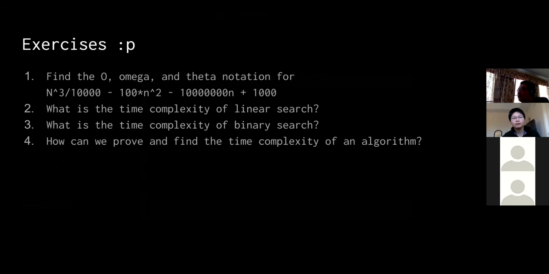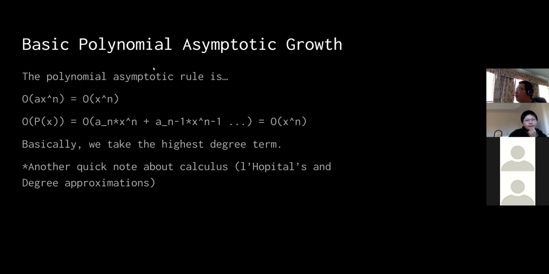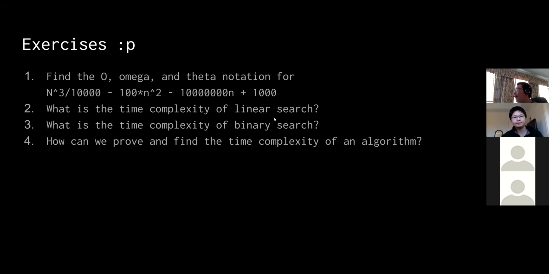And theta is basically n cubed over 10,000 because you keep the notation, because theta is a lower bound on upper bound. And then we talked about these two too, and then how can we prove and find time complexity? We talked about that, which is asymptotic notation, so polynomial asymptotic growth and big O time.